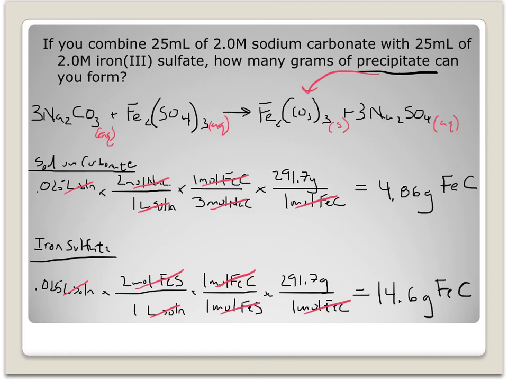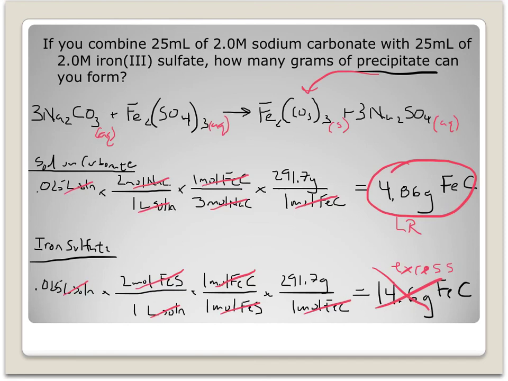If we compare these 2 numbers, from sodium carbonate we can produce 4.86 grams. From iron sulfate we can produce up to 14.6 grams. But if we can only make 4.86 grams of iron carbonate from the amount of sodium carbonate we have, then we can't make all the way up to 14.6 grams. We will run out of sodium carbonate, which means that sodium carbonate is our limiting reagent. Iron sulfate would be in excess.